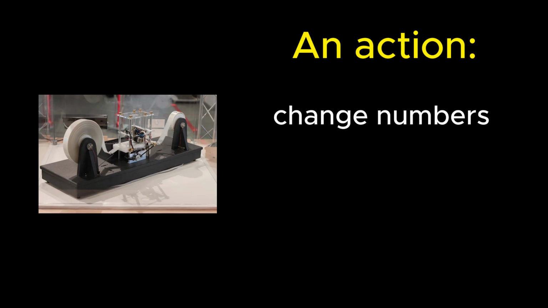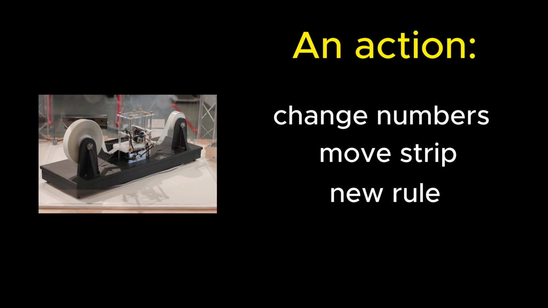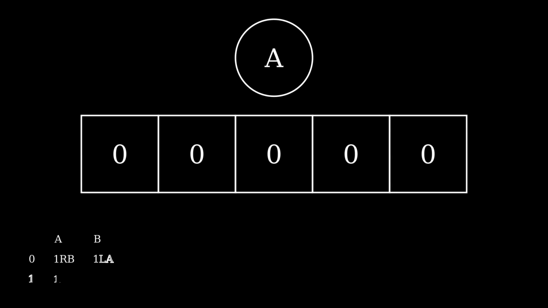First of all, you need to change the number either to a 0 or a 1, so you're either changing it or keeping it the same. Secondly, you either move the strip left or right. There's an infinite strip, so this could go on forever. The third action is that it'll send you to a new rule. And depending on these rules, you can have a 2-rule Turing function, a 3-rule Turing function, all the way up to an infinite amount of rules.